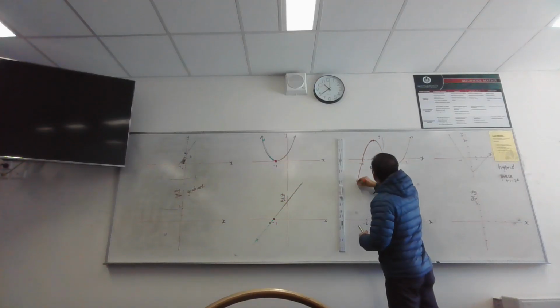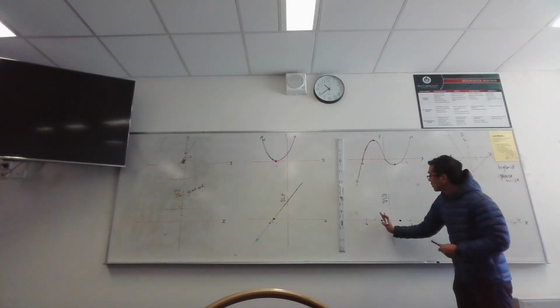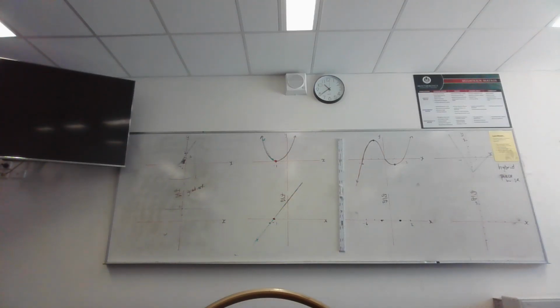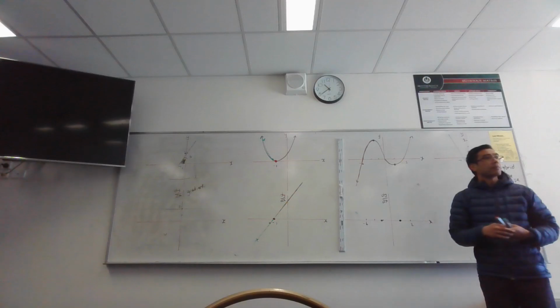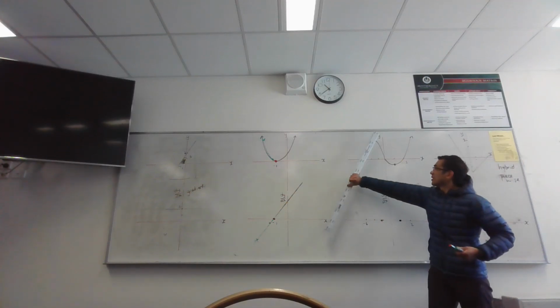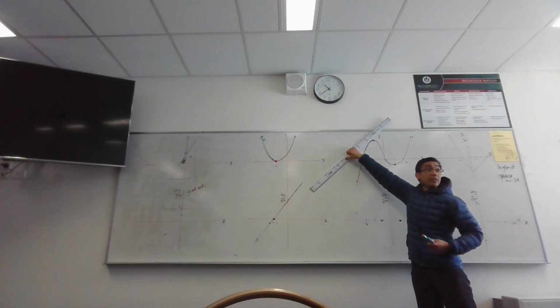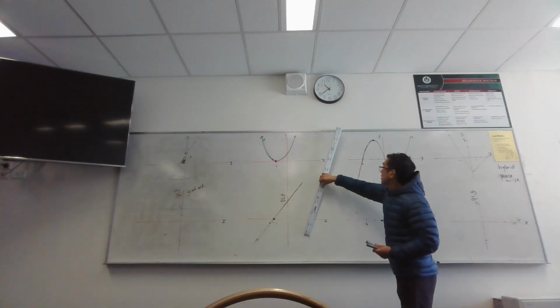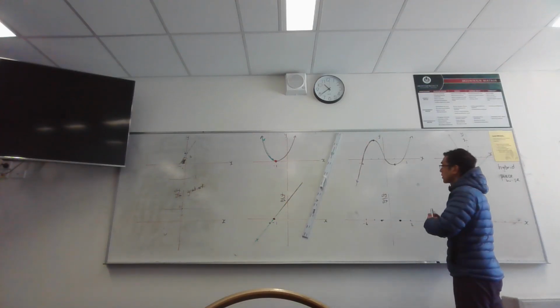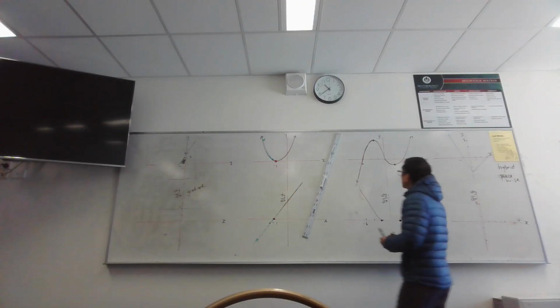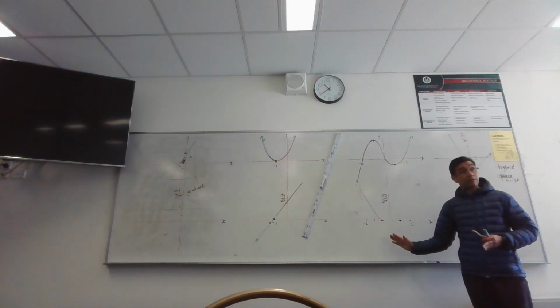Nathan, from this point onwards, which is here in the red, is it negative or positive? Are you sure? If I put a ruler as a tangent, I get a positive gradient. Okay, I get a positive gradient. So I'm going to do it this way. It looks like this. Okay, it's actually not a line, it's a curve.